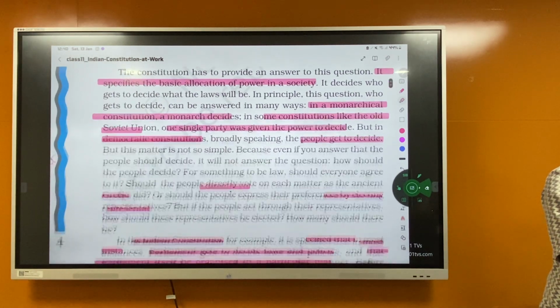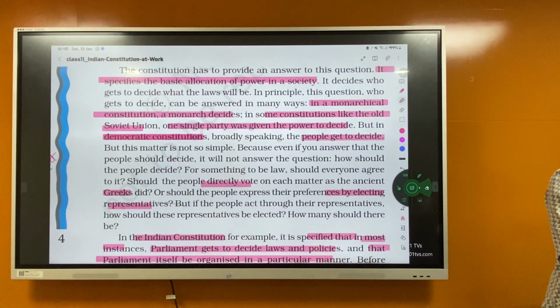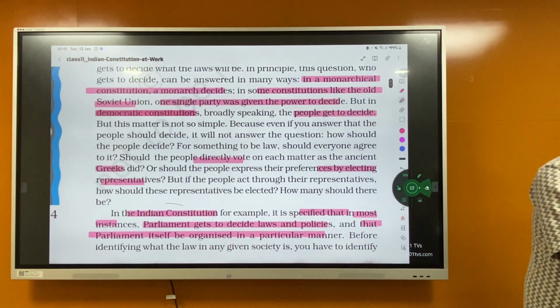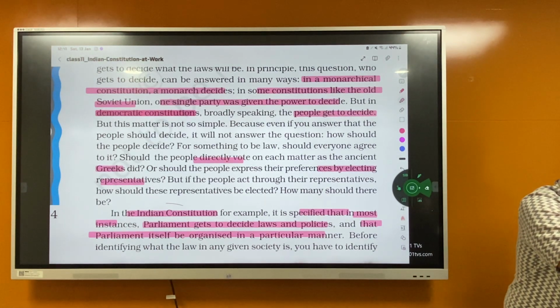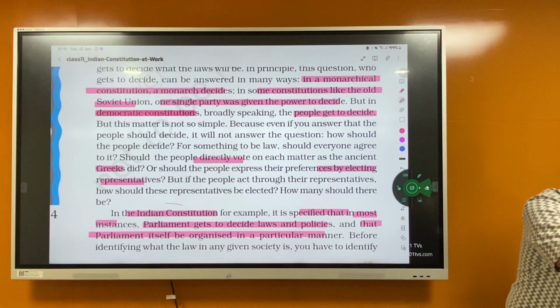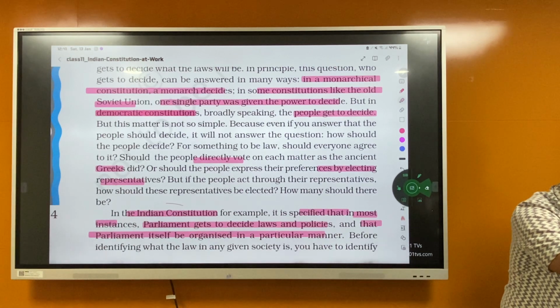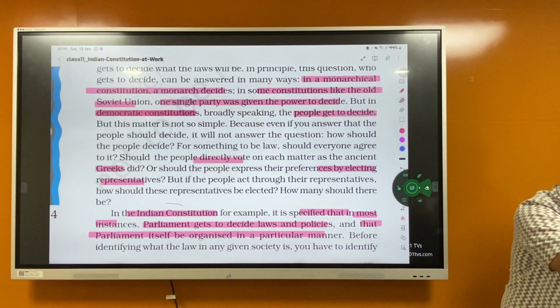Okay. In some constitutions, like the old Soviet Union, one single party was given the power to decide. It's a communist party. So we still have communism going on. China is there, North Korea, again Russia, and I think Venezuela is also under this kind of communist constitution. So first was monarch, second was the single party system. But in a democratic constitution, broadly speaking, the people get to decide. So this is what I said: who is the one from whom the constitution gets its power? It's us, the people, we the people of India.